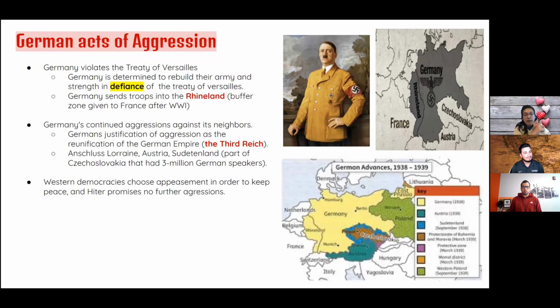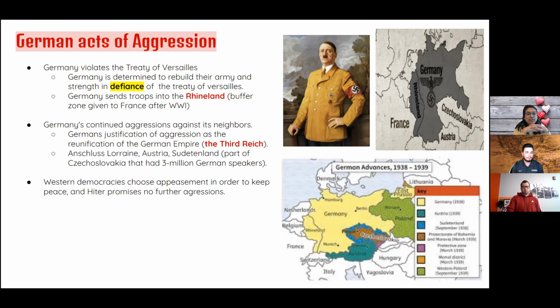We talked about Japan and our new character, and we talked about Italy and their involvement in Ethiopia. Again, we're going to come back to Europe and we're going to discuss some of the German acts of aggression. We all know this guy here, Hitler, and we all can remember that there is Germany and the surrounding territories. So let's talk about how things begin to escalate in Germany.